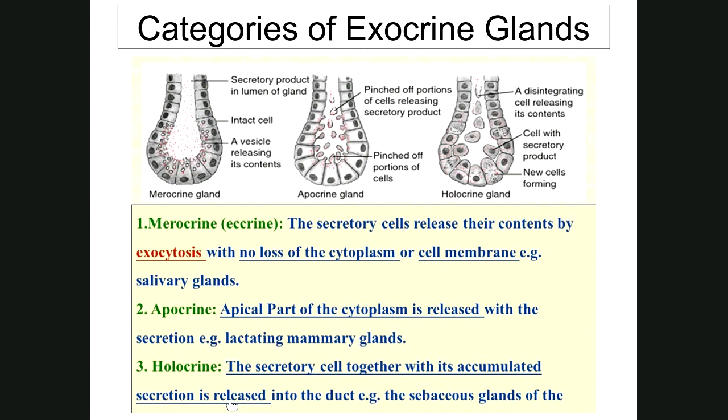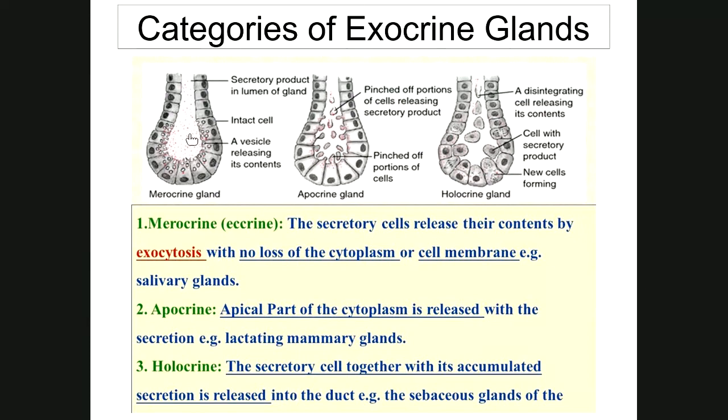Number two in your notes is merocrine. Merocrine or eccrine sweat glands. The secretory product is discharged from the cell. So you can see here that the cells are discharging something into the duct. So they're releasing it by exocytosis into the duct, which the duct carries to the surface.